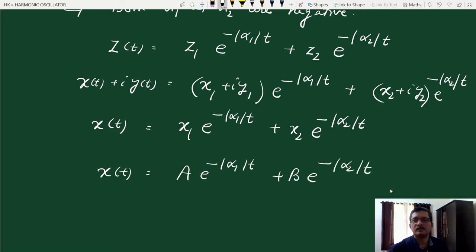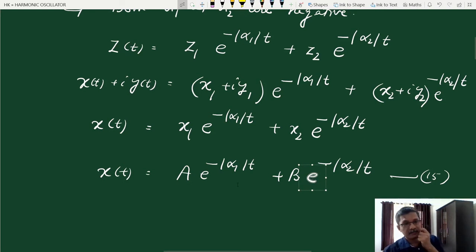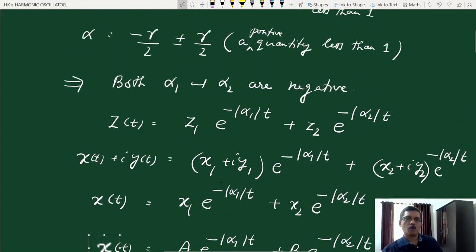This is the next equation 50. We can see that there is no oscillatory term here. Both terms are exponentially decreasing terms. There is no oscillation, there is no sine or cosine term. That means the amplitude will be decreasing exponentially fast without any oscillation. This is the over damped case.